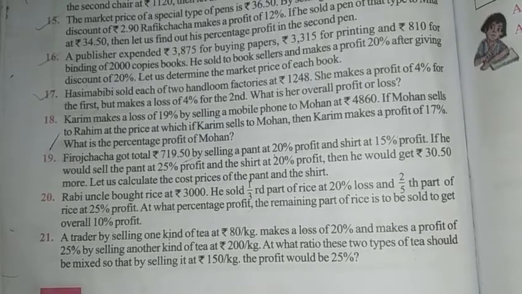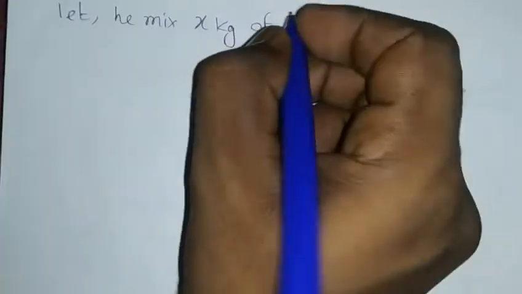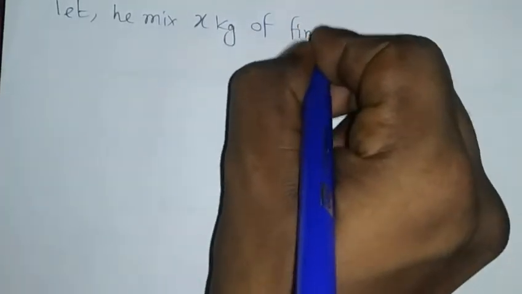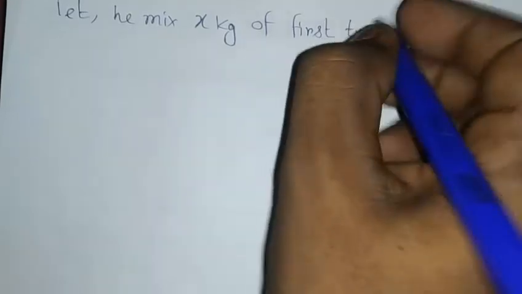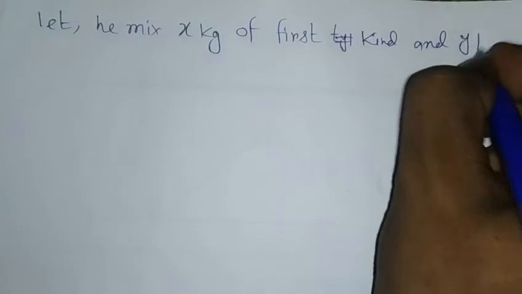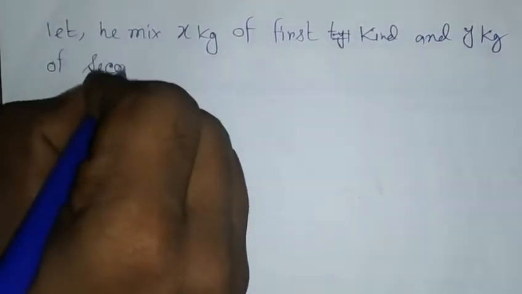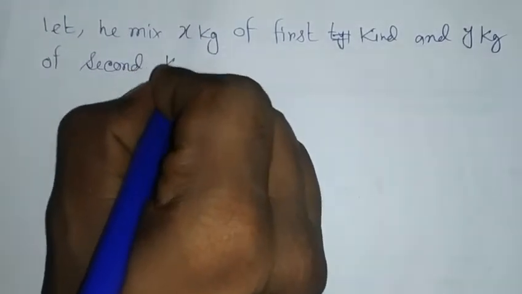Okay, so we need to find it. We don't know how much kg he mixed together. So first assume it. Let him mix x kg of the first type or kind, and y kg of the second type, the second kind.